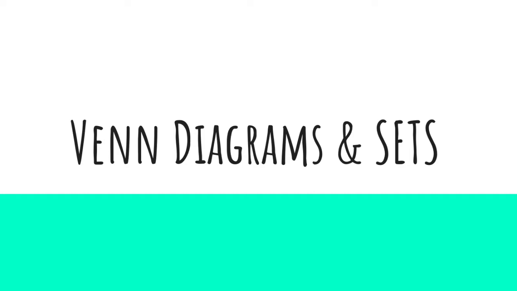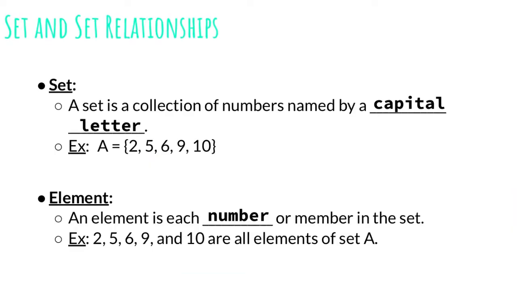Back. Today we're going to be talking about Venn diagrams and sets. So let's go ahead and get started with that by taking a look at a few vocabulary terms. So here we're talking about set and set relationships. A set is a collection of numbers named by a capital letter. So for example, we have set A here, and inside set A is 2, 5, 6, 9, and 10.